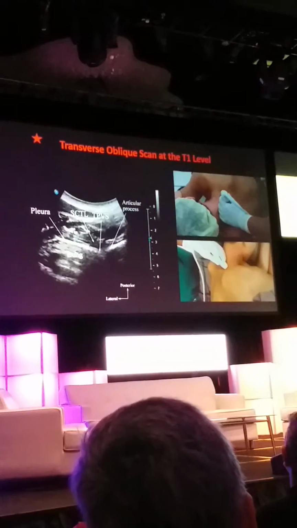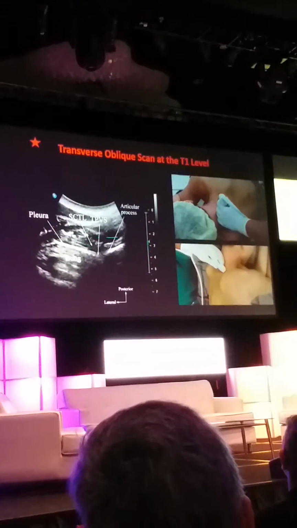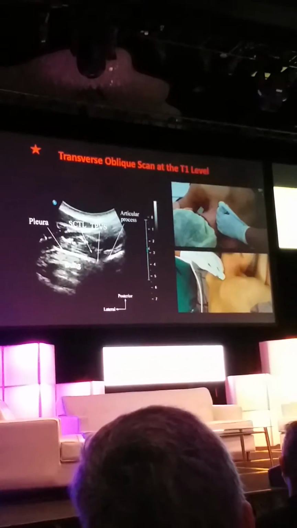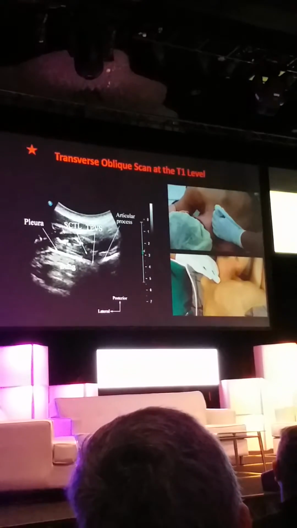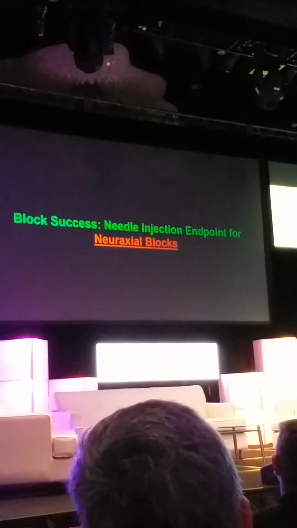So, as I say, there's always a twist to something. If you want to see the pleura accurately in the upper parts, you have to tilt the probe slightly caudad, i.e. direct the beam towards the pleura, and you should be able to see it. So it becomes a transverse oblique view.